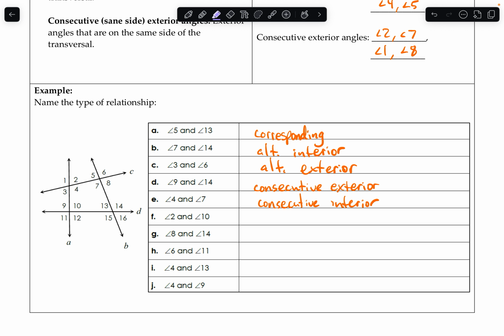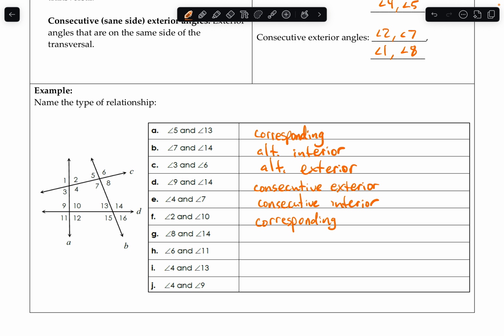2 and 10. Those are corresponding. You'll notice that they're both up and to the right of their respective intersections. So they do share a transversal, right? So A is their transversal, C and D are their lines, and both of these you kind of go up and to the right, and that's what makes them corresponding. They're both in the same position and on the same side of the transversal.